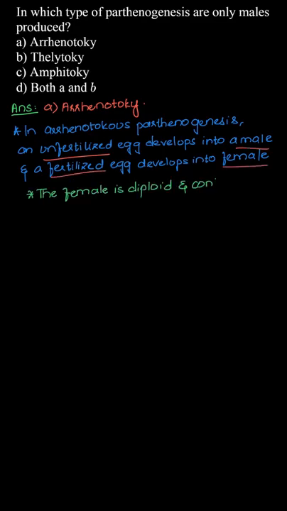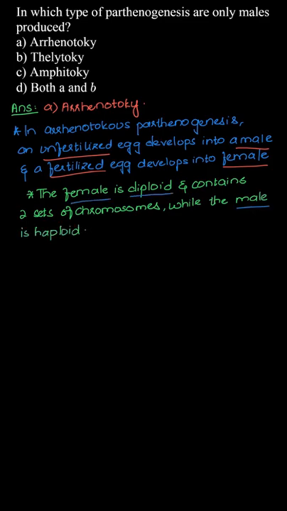Let's move on to which is haploid and which is diploid. The female is diploid and contains two sets of chromosomes, while the males are haploid and consist of only one set of chromosomes. What does that refer to? When males are produced from unfertilized eggs, there is no joining of two gametes. Only one haploid gamete is producing the whole organism. That is why males are haploid, while females are produced by fertilization. That is why they are diploid, because two haploid gametes join together.